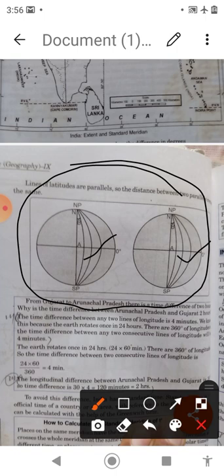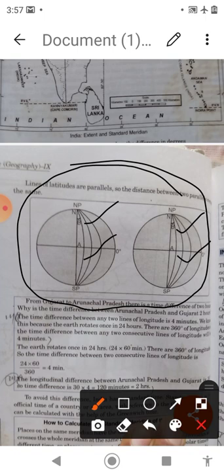But the distance between two meridians of longitude is maximum at the equator, about 111.32 kilometers approximately. As we move toward the poles, you can see these lines merging at the North Pole and also the South Pole. As the meridians join at the poles, the distance between two meridians of longitude reduces toward the poles, either the North Pole or the South Pole.